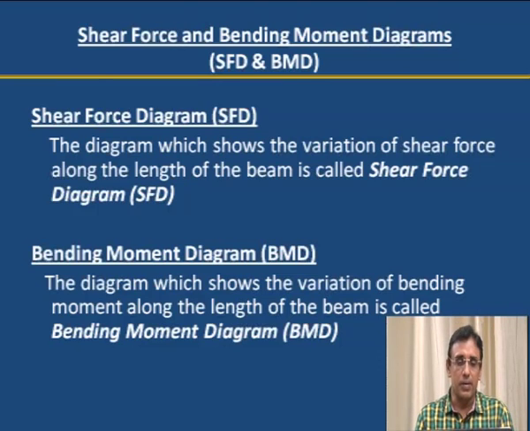What we discussed in the previous session: shear force diagram. The diagram which shows the variation of shear force along the length of the beam is called the shear force diagram. Another one is the bending moment diagram. The diagram which shows the variation of bending moment along the length of the beam is called the bending moment diagram. We have to draw the shear force diagram and bending moment diagram for the cantilever beam, simply supported beam, as well as overhanging beam.